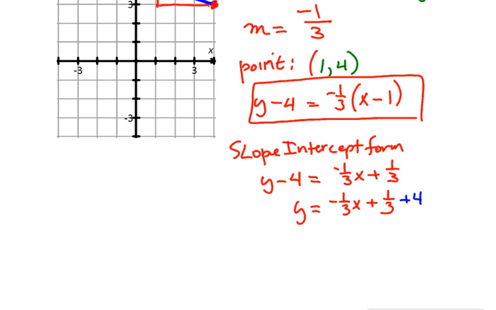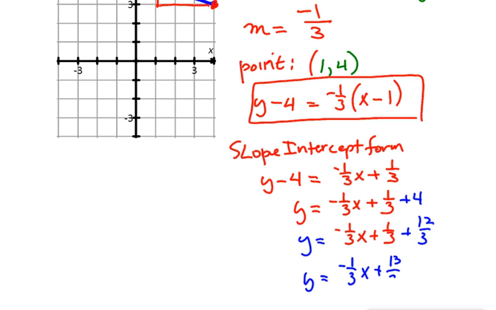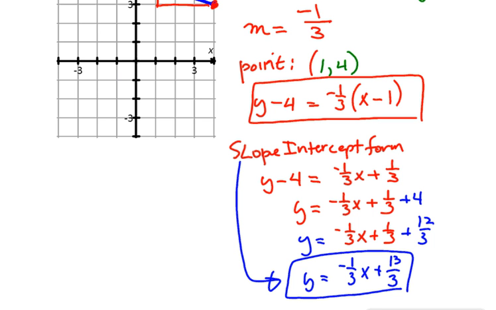However, I need to add the 1/3 and the 4, so I need to get a common denominator. So y is going to be equal to negative 1/3 x plus 1/3, and then 4 in terms of thirds is going to be 12 thirds. So when I add it, I get y is equal to negative 1/3 x plus 13 thirds, and this would be slope-intercept form for that equation.